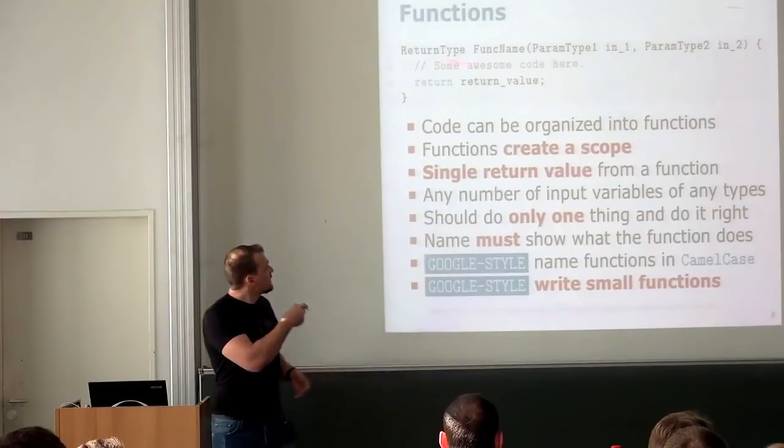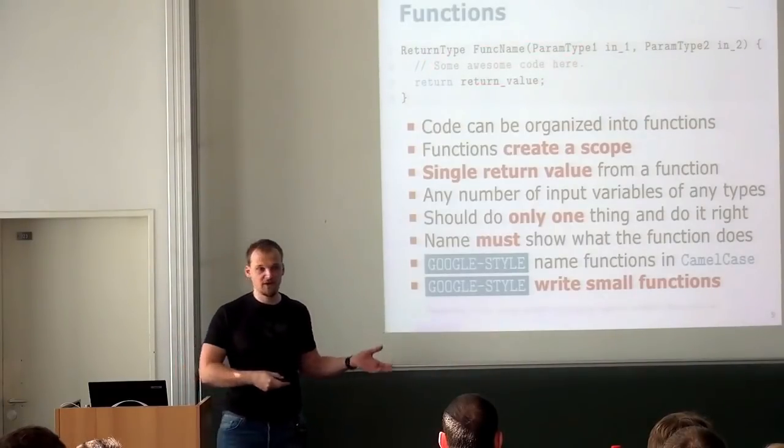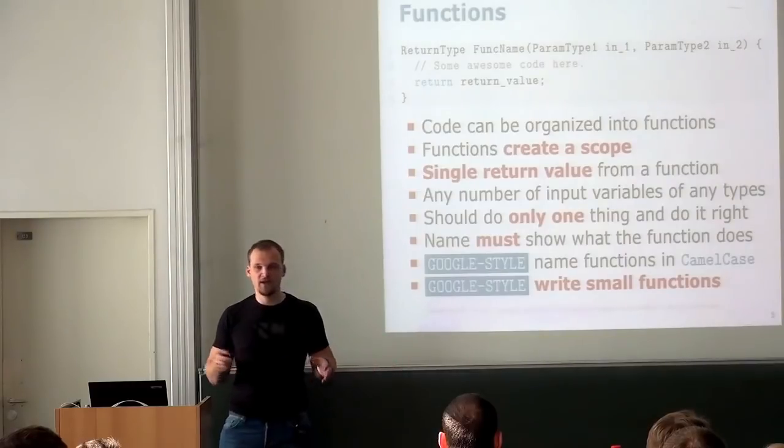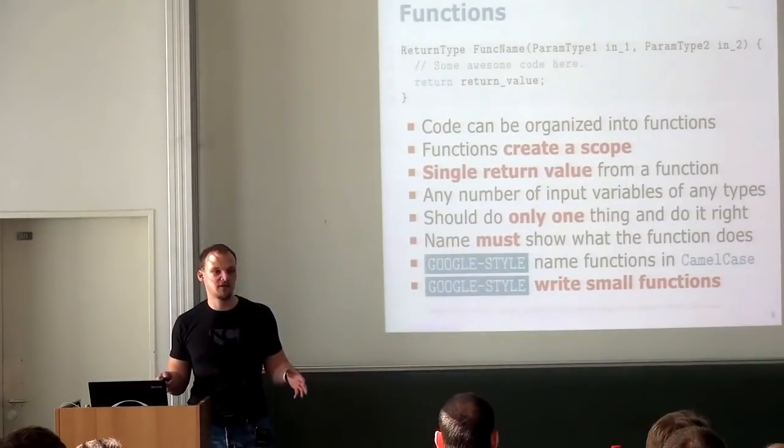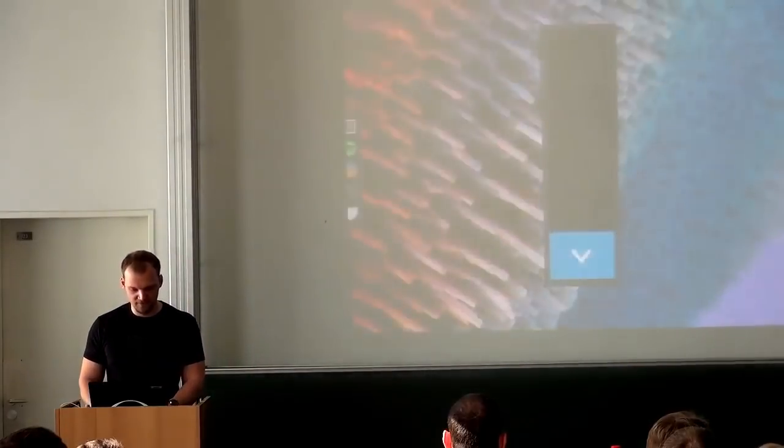Then you write some code, which should apparently be awesome. And then you return the value that you want to return. Again, if you enable warnings, it will tell you if you forgot to return. I'm not sure it does it if you don't. I'm interested. Let's check that.